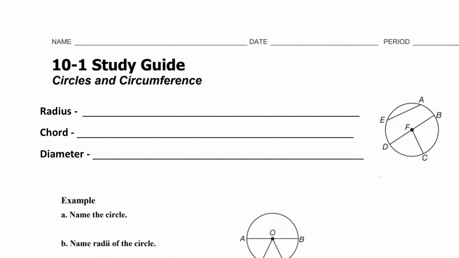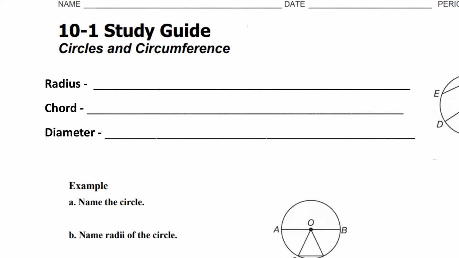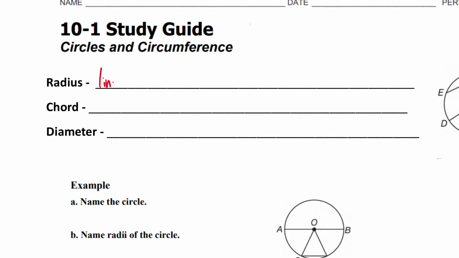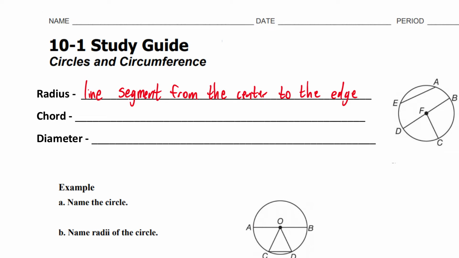Radius. How do you think we would describe a radius? Okay, it goes halfway across the circle. So the way we'll be a little bit more specific about that is we'll say this. It's a line segment from the center to the edge. Line segment from the center of the circle to the edge.